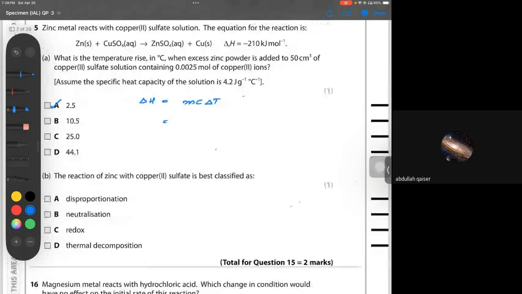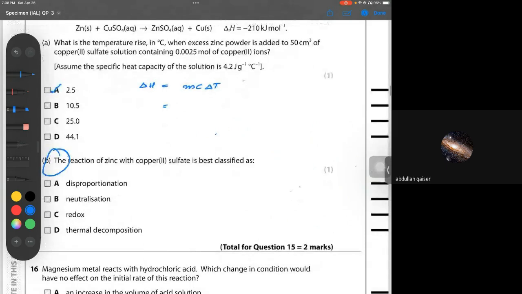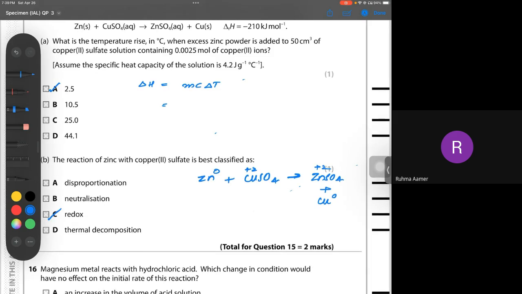Just leave this question, you can do it after this. Now part B: the reaction of zinc with copper sulfate is best classified as... it's a good question. Is this disproportionation, neutralization, redox, or thermal decomposition? Redox, exactly, because zinc sulfate and copper would be the products. Copper is +2 over there and 0 over there, changing from +2 to 0, which shows it's a redox reaction. So option C is correct.